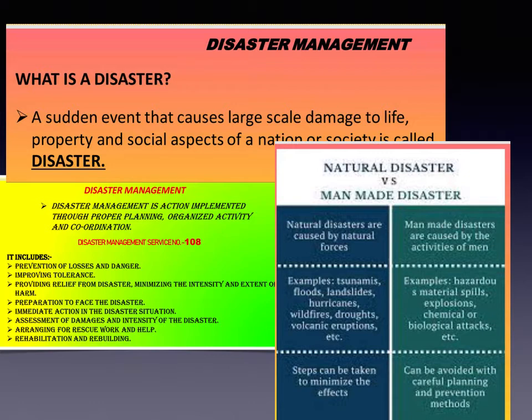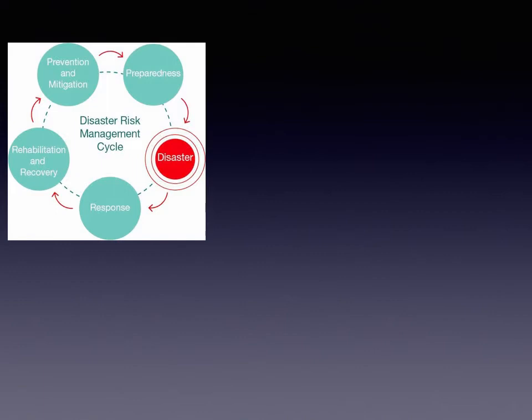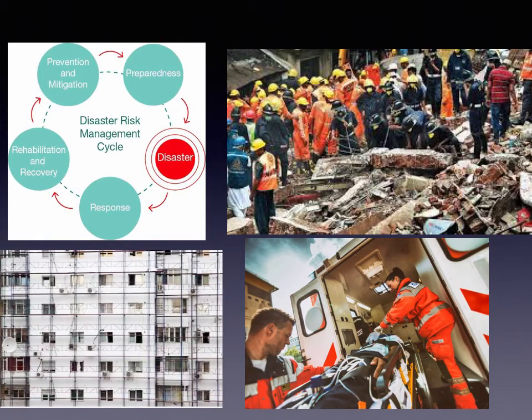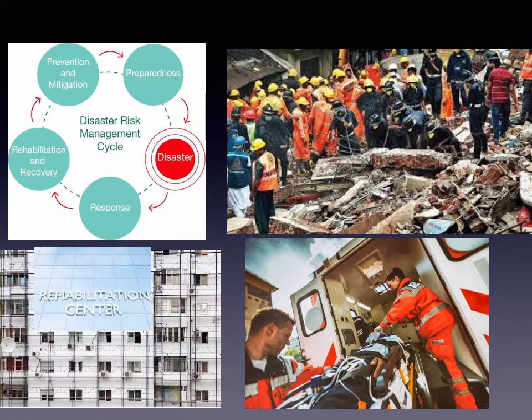It includes prevention of losses and danger, improving tolerance, providing relief from disaster, minimizing the intensity and extent of harm, preparation to face the disaster, immediate action in the disaster situation, assessment of danger and intensity of the disaster, arranging for rescue work and help, rehabilitation and rebuilding. Now you can see over here the disaster risk management cycle. This is the picture of a natural disaster, an earthquake, the rescue team, and the rehabilitation and rebuilding center.